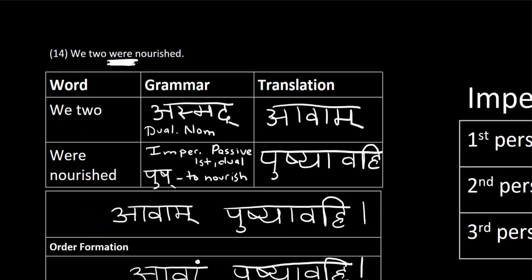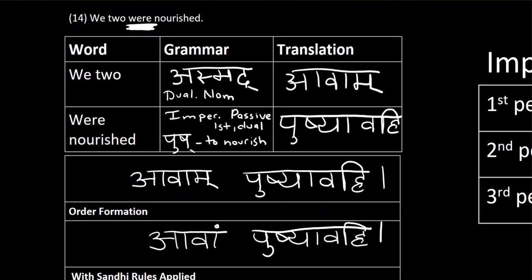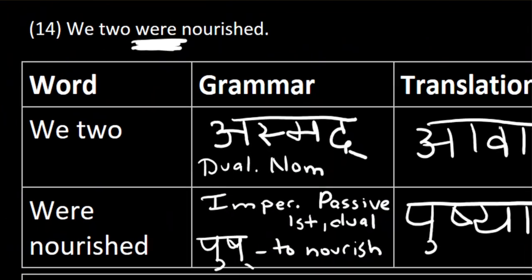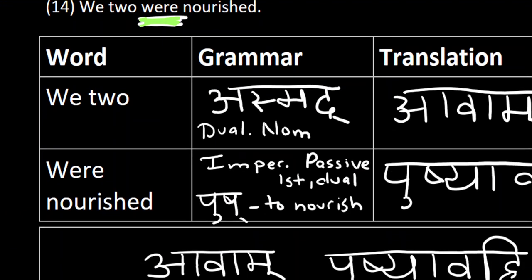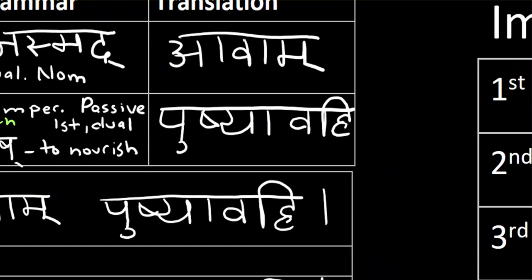And the last sentence that I want to go over is we two were nourished. You're being nourished by something else. So that's why you know that it's passive. Were is past tense. So you're working with the imperfect passive tense. Push, to nourish, that is the fourth conjugation. So that's why you end up with push. You just keep it as it is.